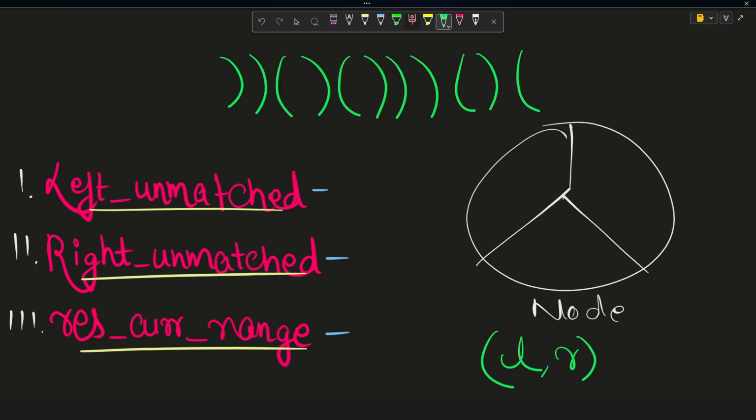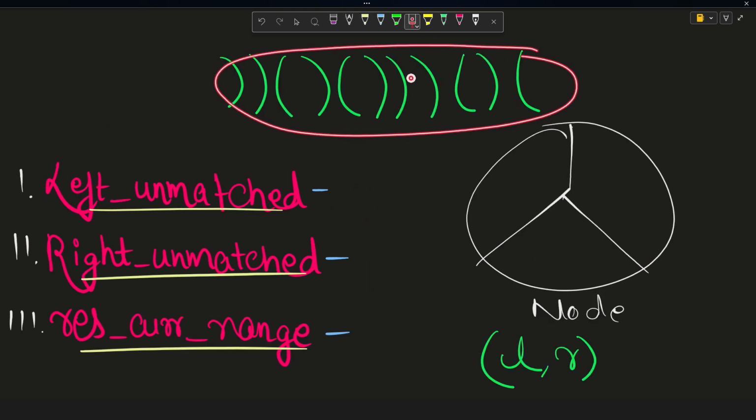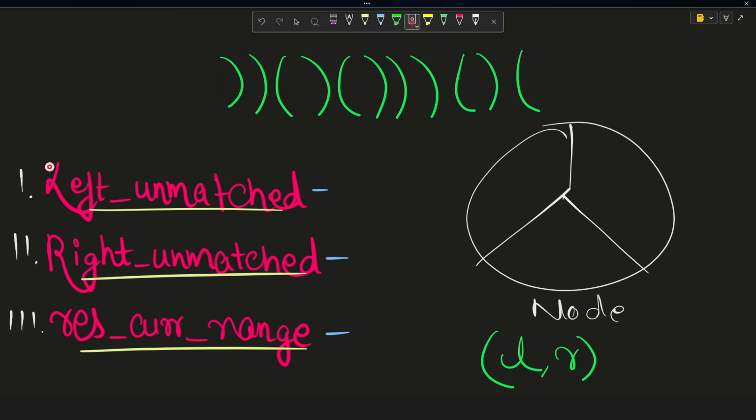So consider that this is our given sequence of brackets, right? So what does this left unmatched mean? So left unmatched means what? Suppose I'm talking about a particular range. As I said, each one of these 3 quantities will be calculated for a range, right? So for now let us consider some range. Let's say I am considering this range, right? That is from the first index till the 6th index. So I am considering this range.